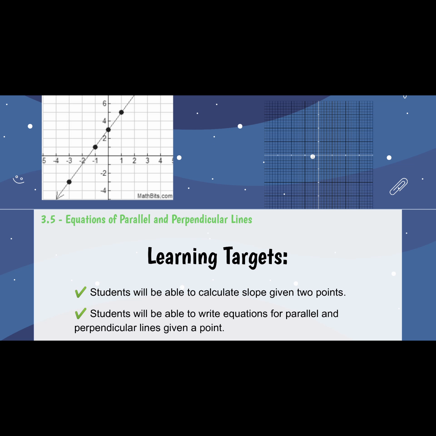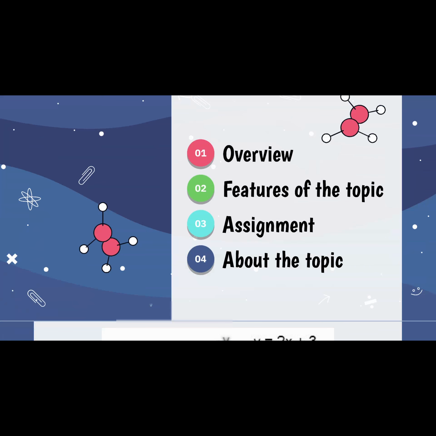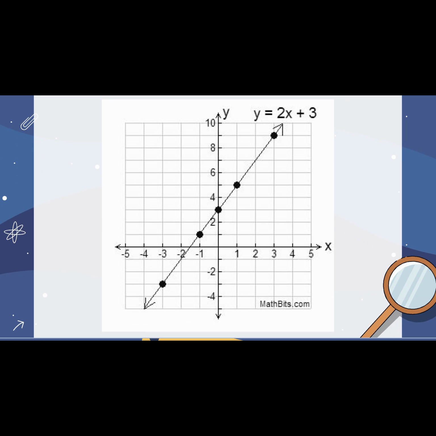Let's look again at the problem that we used in the warm-up. This was the equation that we had: y equals 2x plus 3. Before I show you the theorems and all that kind of stuff, let's just use our own thinking with what we know about lines, and let's try to write an equation that's parallel to this line.